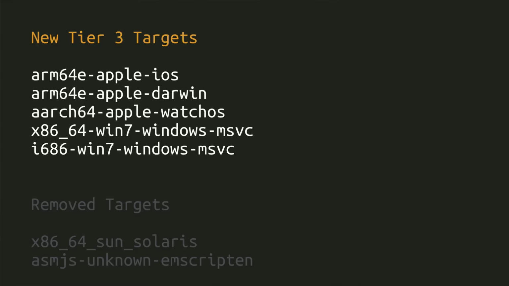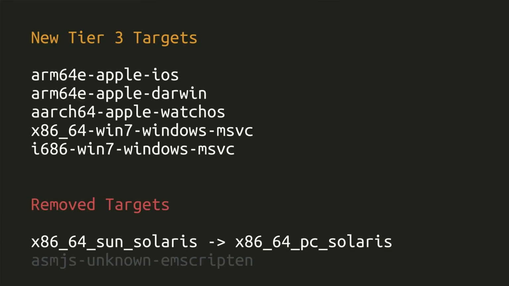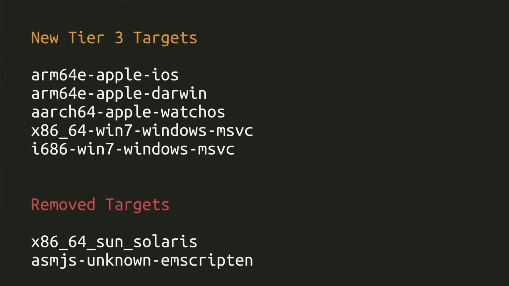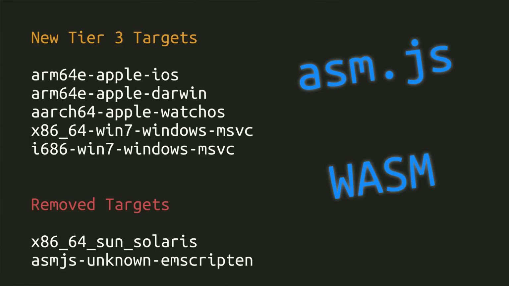Finally, support for the deprecated Sun Solaris target for x86-64 has been removed, but it was already replaced with another Solaris target, so I guess I should probably call this one renamed instead of removed. But the last one really was removed. asm.js was a subset of JavaScript that ran pretty fast and was targeted by Emscripten before WebAssembly became a thing. Anyway, the asm.js-unknown-emscripten target broke a long time ago, and someone kindly did the work to remove it.